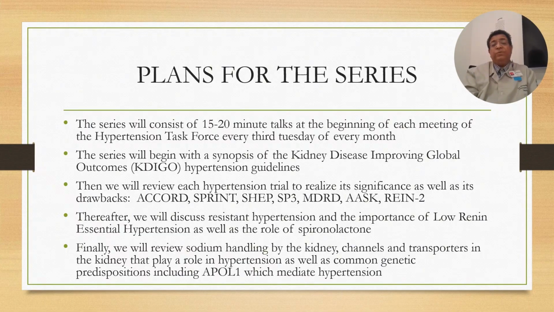Thereafter, we will discuss resistant hypertension, the importance of low renin essential hypertension, as well as the role of spironolactone. Finally, we will review sodium handling by the kidney, channels and transporters in the kidney that play a role in hypertension, as well as common genetic predispositions, including ApoL1, which mediate hypertension.